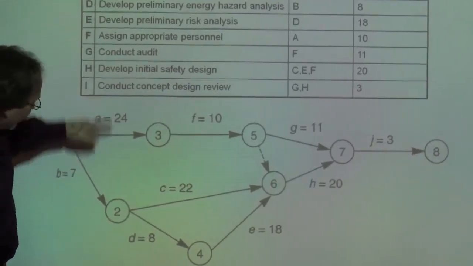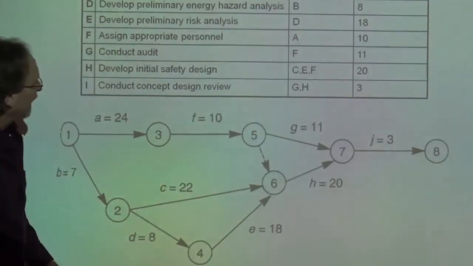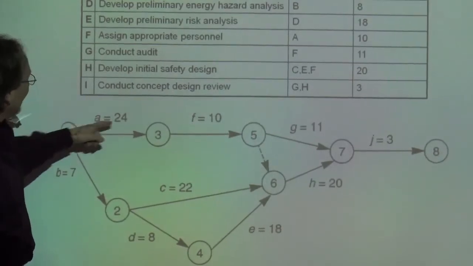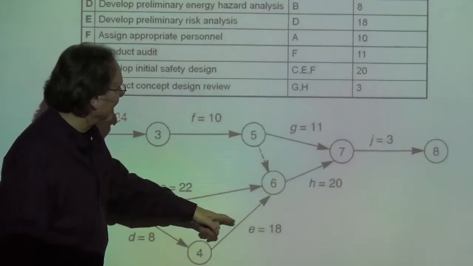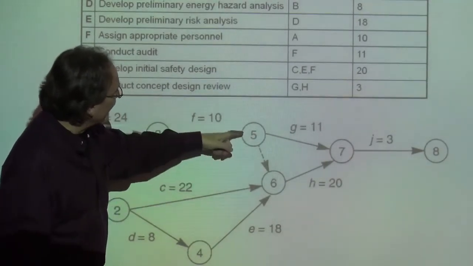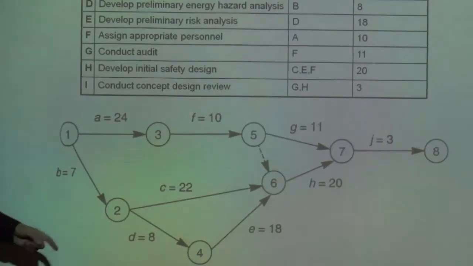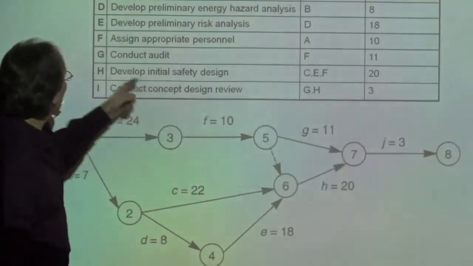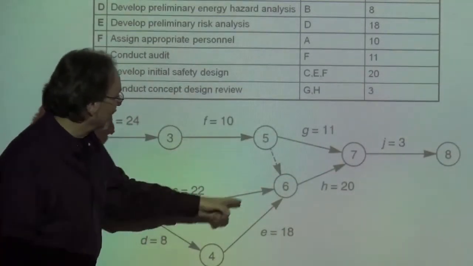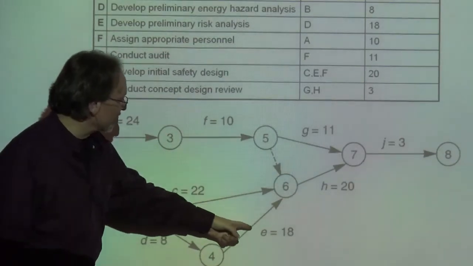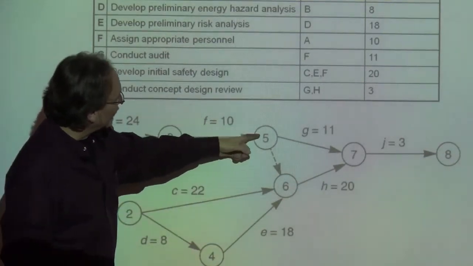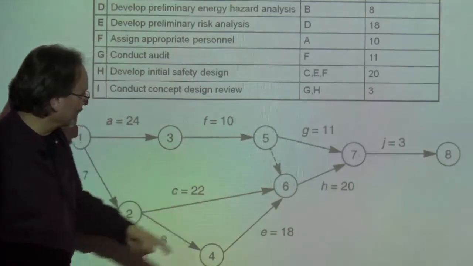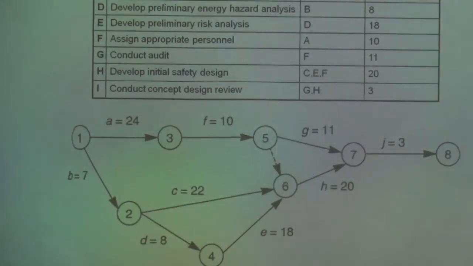E has D as a predecessor, so it branches off here. H has C, E, and F. Okay, so here's F, here's C, and here's E. That's why we put in a dummy activity there, because it has that as a predecessor. G has only F as a predecessor, but H has both C, E, and F as predecessors, so we can put it on a node with C and E, but we have to put a dummy activity in there with F because G doesn't have those two as predecessors. That's why that dummy activity is there.